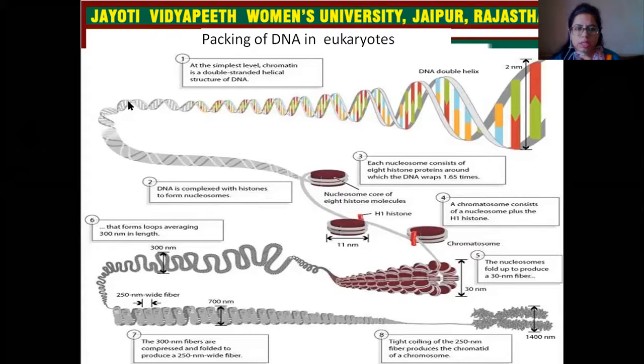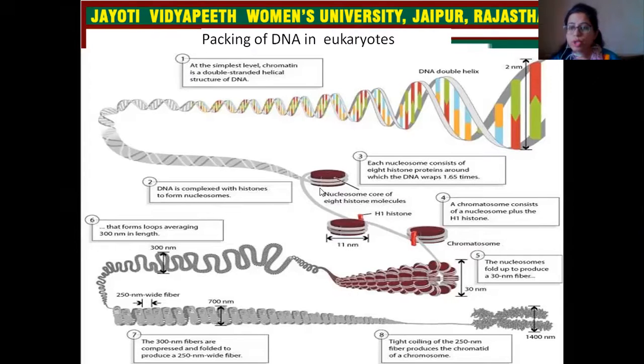The DNA strand wraps around the octamer, meaning 8 molecules of histone proteins, and then creates the nucleosome. That is how many nucleosomes are created, and they are bound to the linker DNA molecule along with the H1 histone protein. This is the H1 histone protein, and each nucleosome consists of 8 histone proteins around which the DNA wraps 1.65 times.